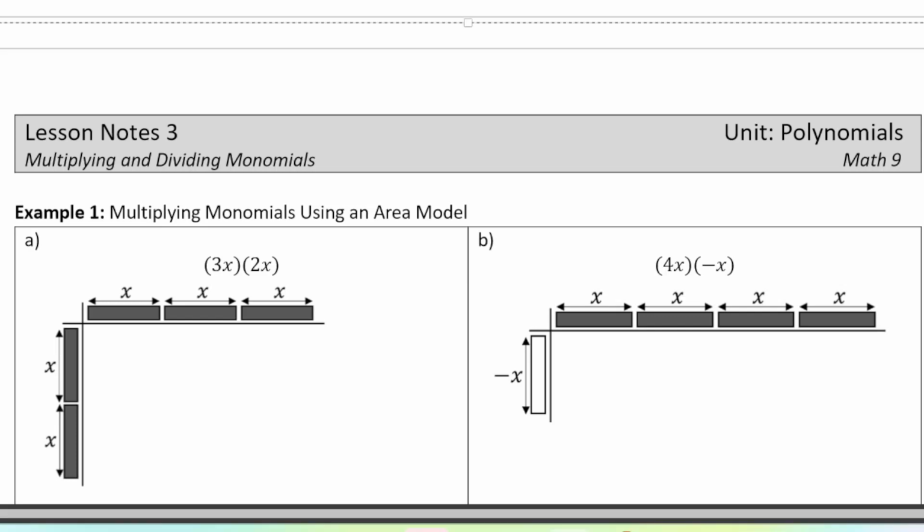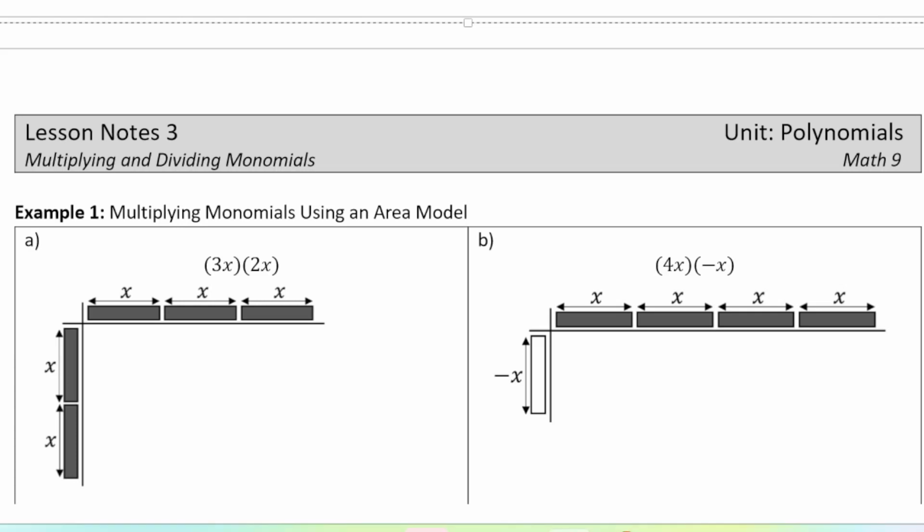Right, hi everyone. This is lesson 3 of the polynomials unit. We're going to be multiplying and dividing monomials today. So monomials, remember, are polynomials with one term. We are going to do it visually because for some students that helps them understand the process, and then we will just do it symbolically afterwards.